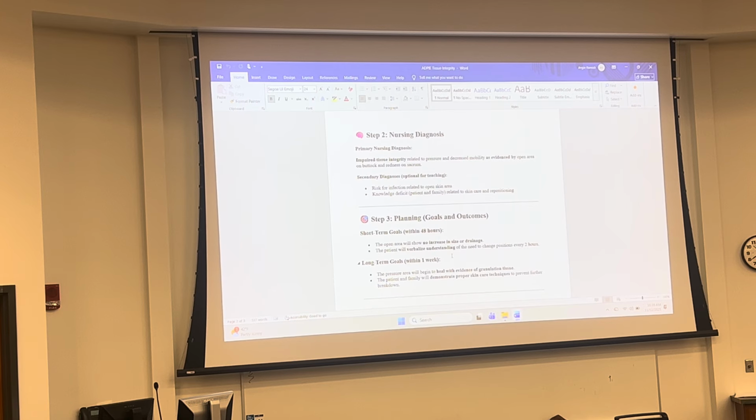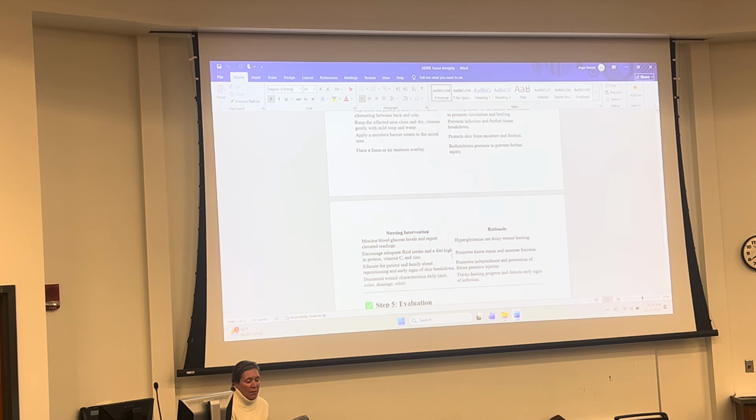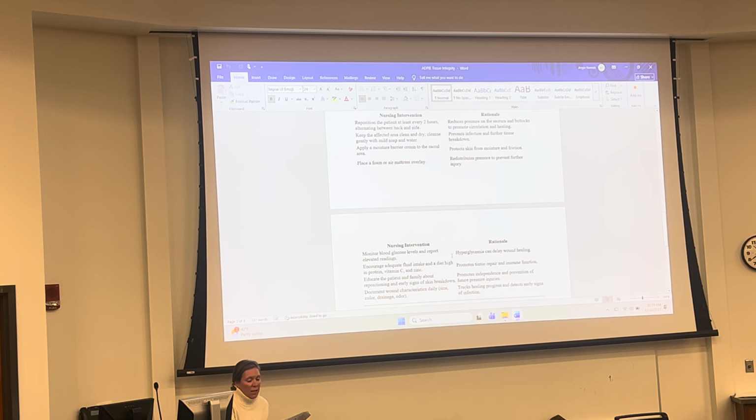All right, and then how are we gonna get them there? So what are the things that we're gonna do, the nursing interventions? And this time on this paper, you see that we've got the rationale next to it. So we've talked about rationale a little bit off and on. As you're learning all of your skills in lab, there's always the step of the skill and then off to the side, the rationale.